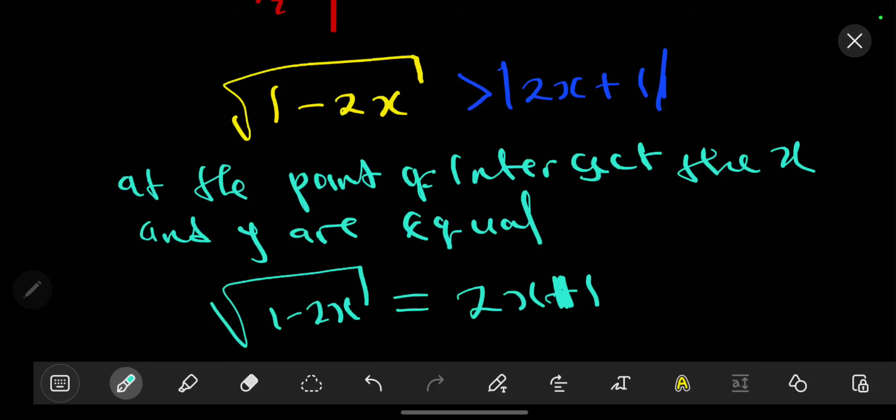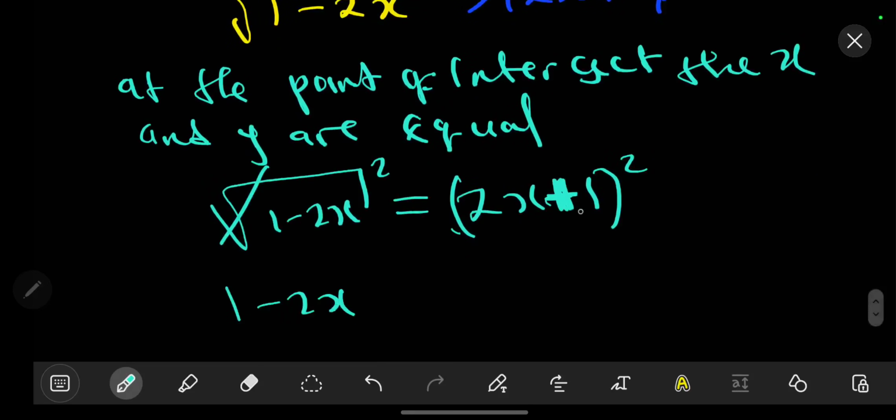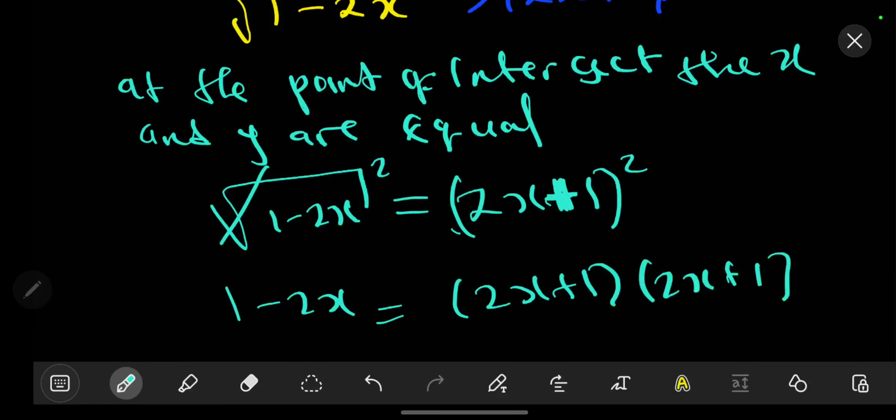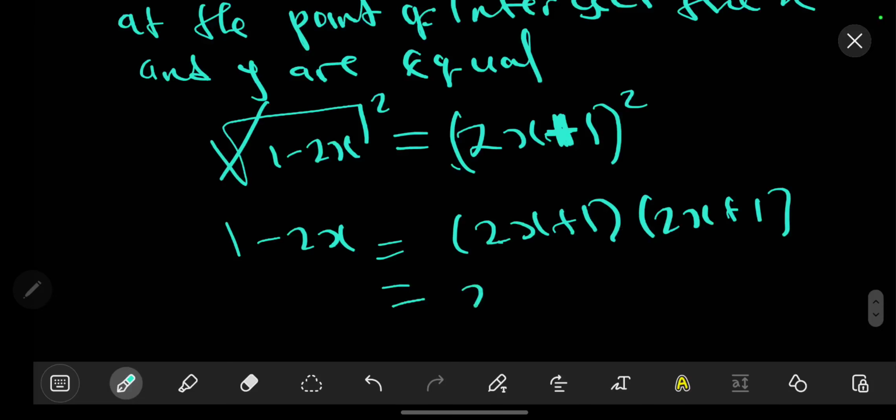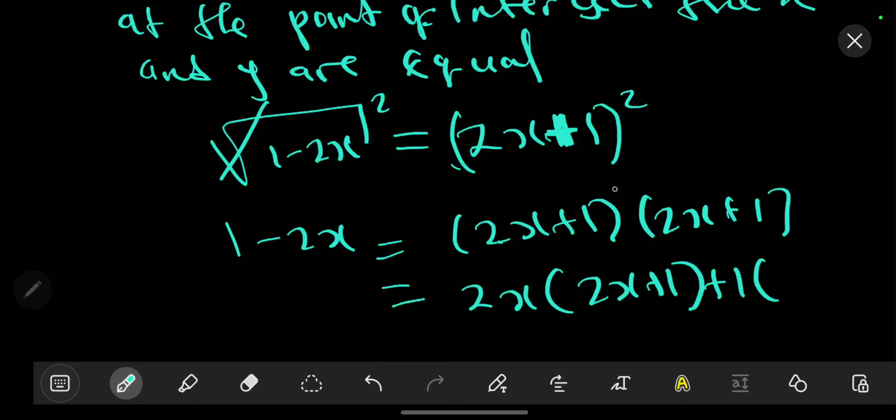The relationship between absolute values and the root is that they can both be removed by squaring both sides. So we are going to have 1 minus 2x should be equal to 2x plus 1, and then 2x plus 1 again. This will give us 2x multiplying everything. It will be 2x, open brackets, 2x plus 1, then plus our 1. This one multiplies everything. We have our 2x plus our 1 like that.